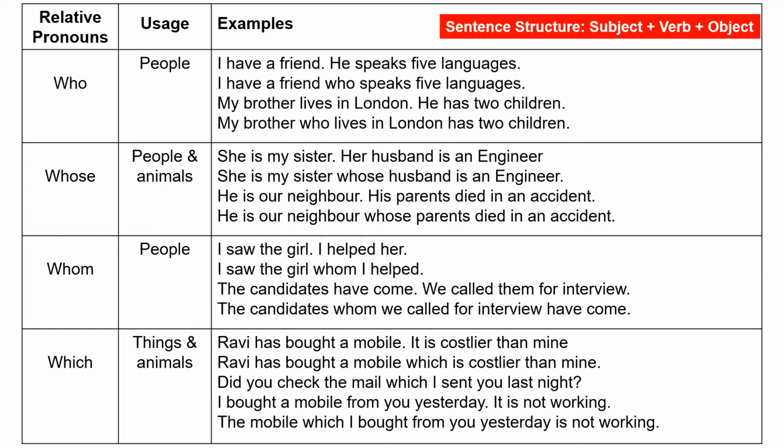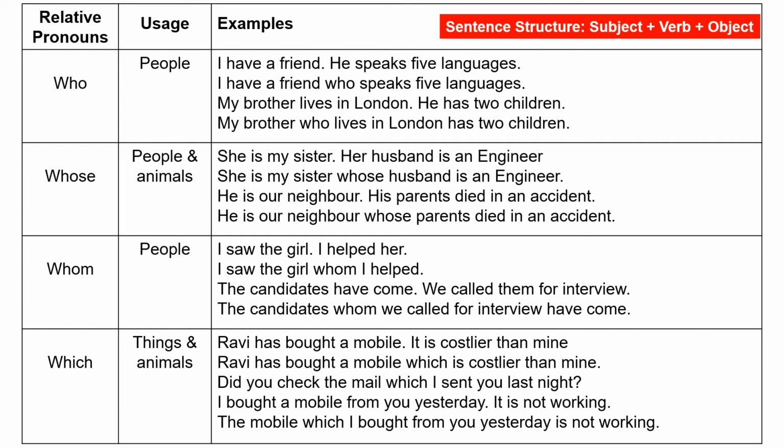In that, the object is them. So called is verb and next to that them is object. We will remove them and in the place of them we use whom. So the candidates whom we called for interview, and we will continue the first sentence, have come. The candidates whom we called for interview have come.